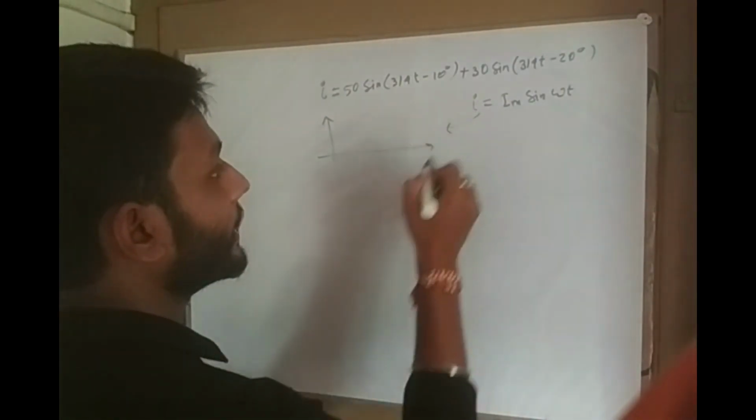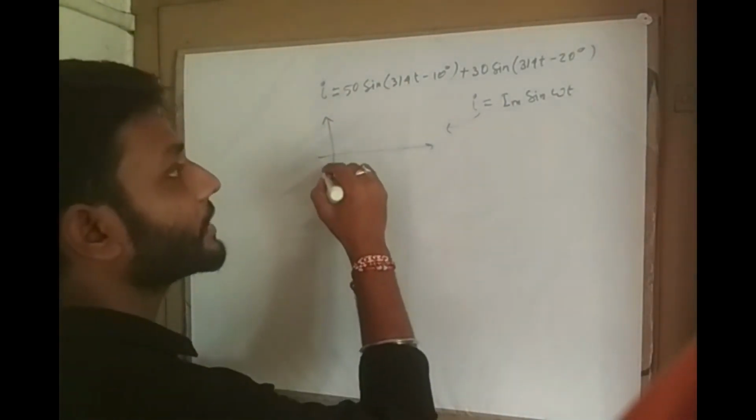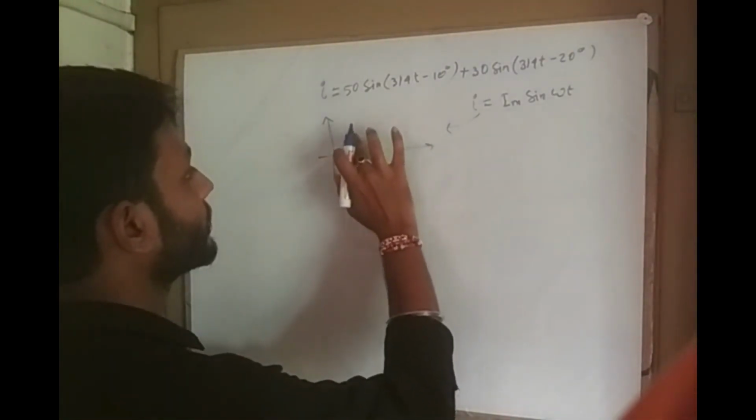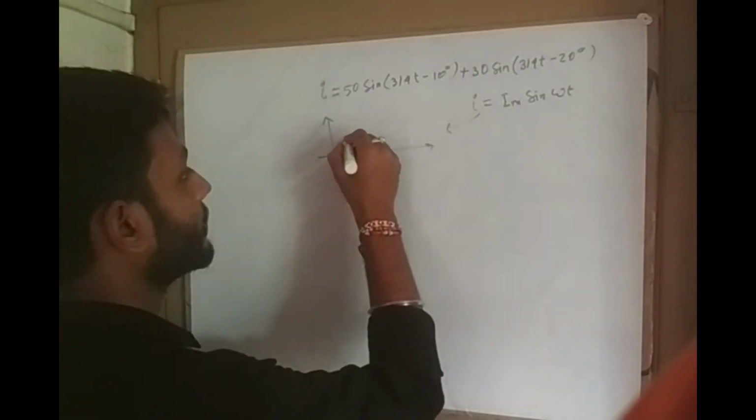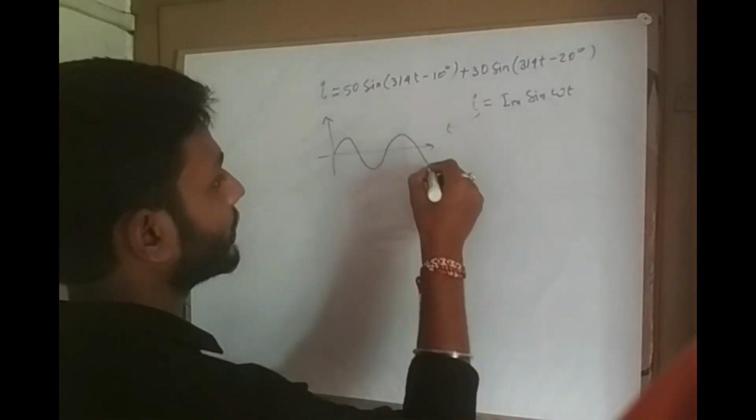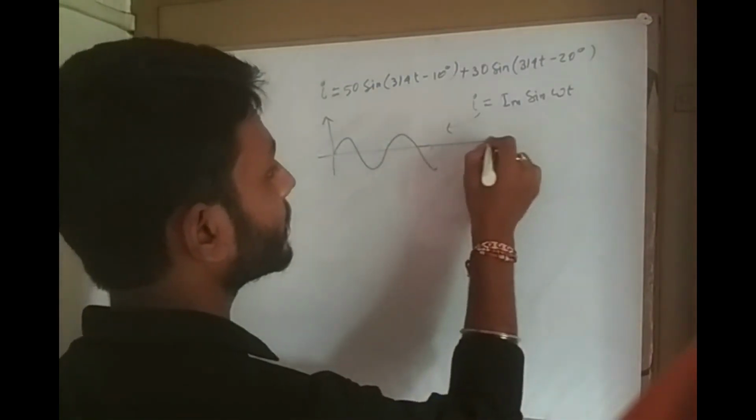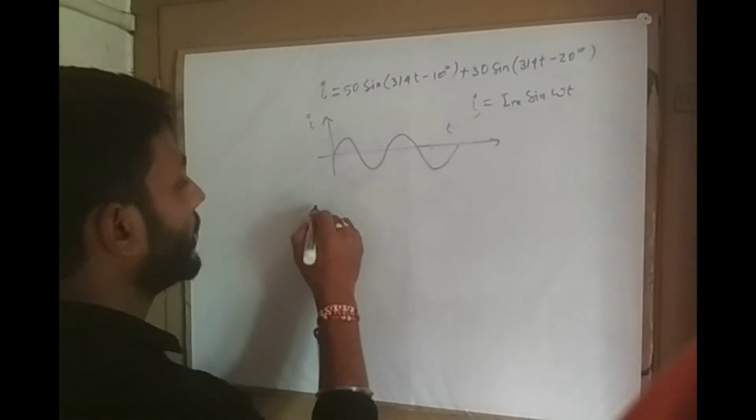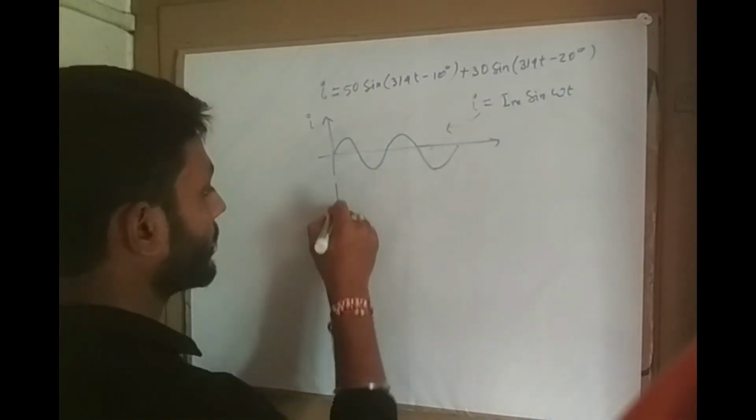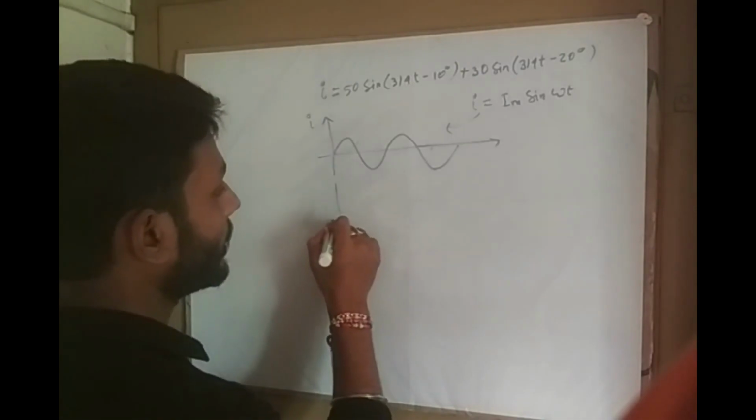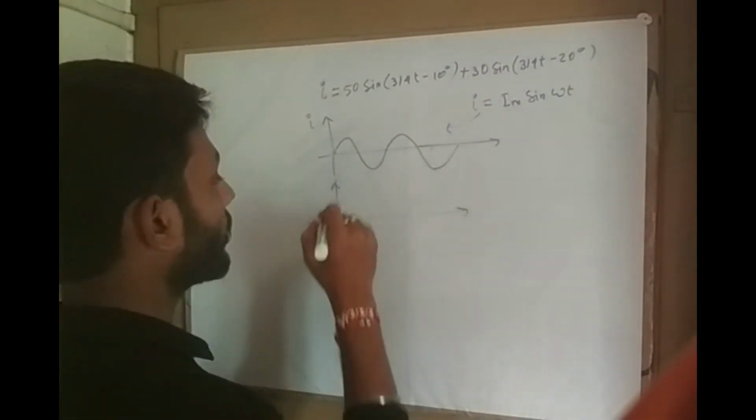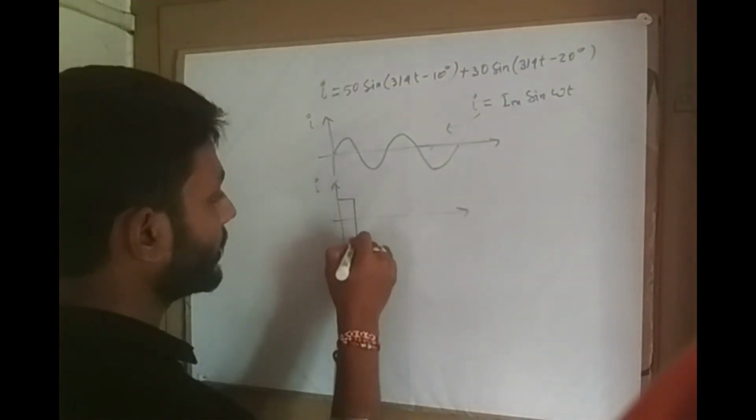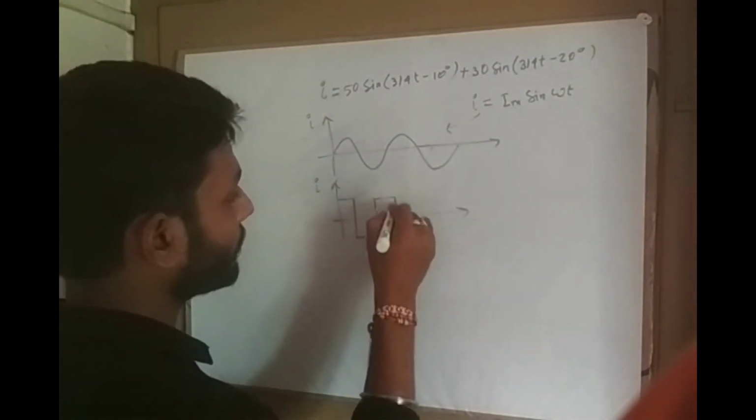And in terms of wave shape, the current value may also be given like this. The current value instead of the sinusoidal signal may be given in terms of other shape of signal. Suppose the current may be given in this type of square waveform.